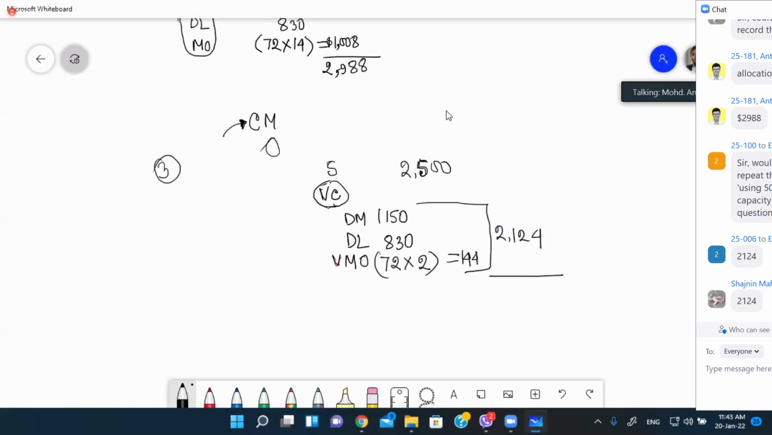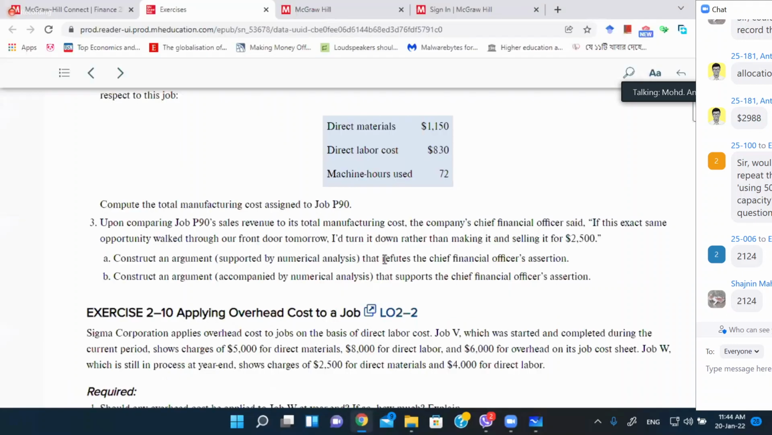So do you get a positive dollar contribution margin or a negative dollar contribution margin? Obviously, you get some positive dollar contribution margin. So our argument is that as long as you are getting a positive contribution margin and you are also operating at 50% of your production capacity, you should not be very unhappy, and you can still pursue such a business opportunity which is giving a positive contribution margin. So what are we doing? We are supporting or we are refuting the chief financial officer.